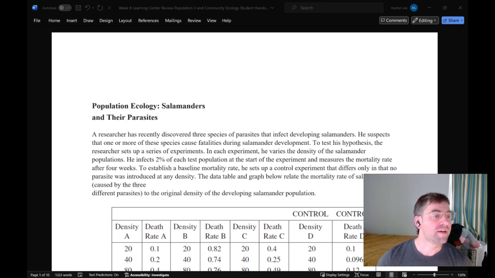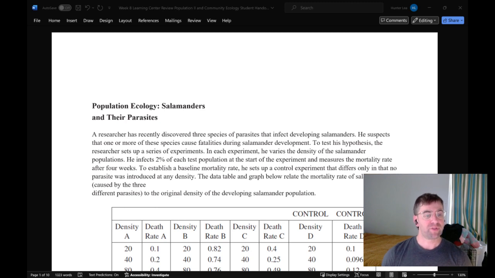Okay. A researcher has recently discovered 3 species of parasites that infect developing salamanders. He suspects that one or more of these species cause fatalities during salamander development, and to test his hypothesis, this researcher sets up a series of experiments. In each experiment, he varies the density of the salamander populations. He infects 2% of each test population at the start of the experiment and measures the mortality rate after 4 weeks. To establish a baseline mortality rate, he sets up a control experiment that differs only in that no parasite was introduced at any density.